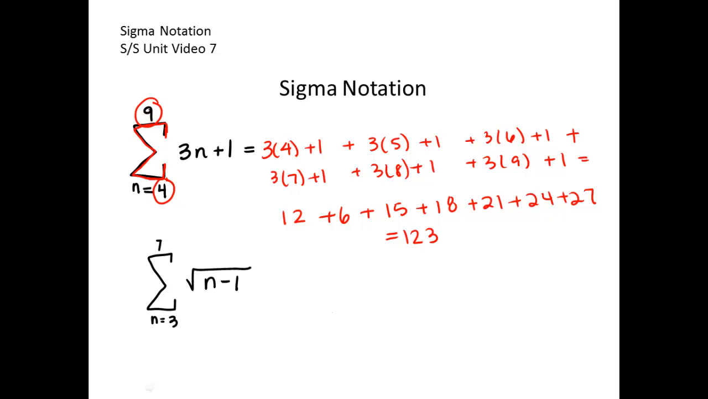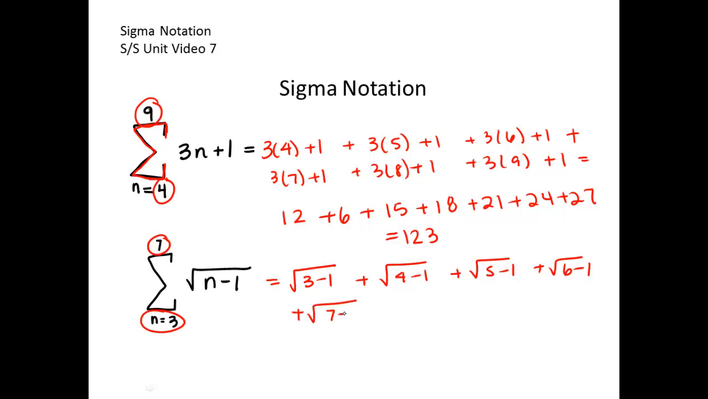The next one, same idea. We're going to go from n equals 3 to n equals 7 by substituting it in. So I will have the square root of 3 minus 1, plus the square root of 4 minus 1, plus the square root of 5 minus 1, plus the square root of 6 minus 1, and plus the square root of 7 minus 1. It will always be adding because the sigma means to sum.